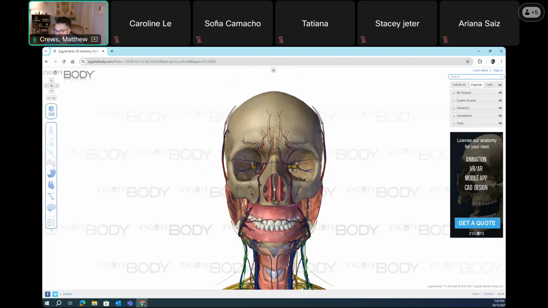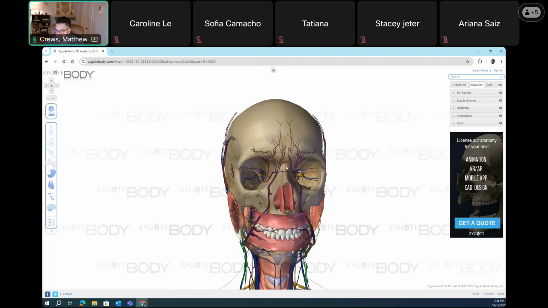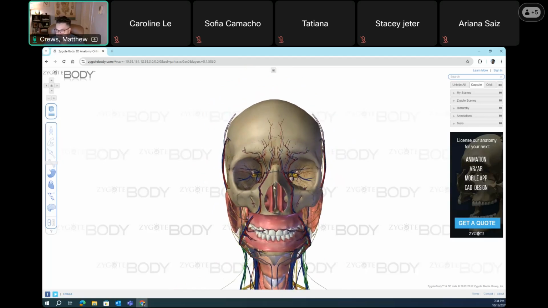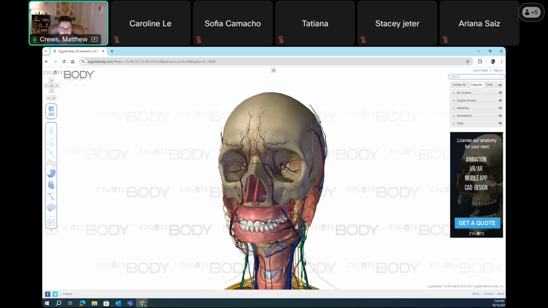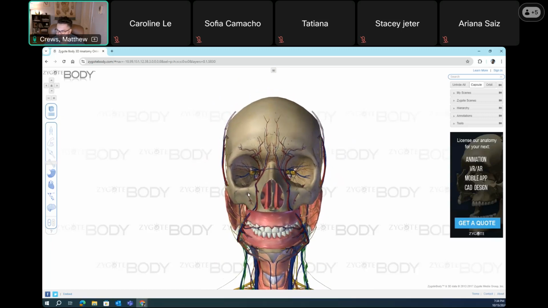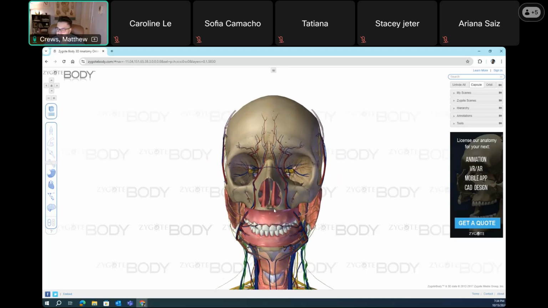And then above that is this part right here. This is called the perpendicular plate. Okay. So we're just looking at skull anatomy for this stuff so far. And then we have the vomer bone, which is down here. So the septum is the whole thing, the plate is this part, and the vomer is this part. Okay.